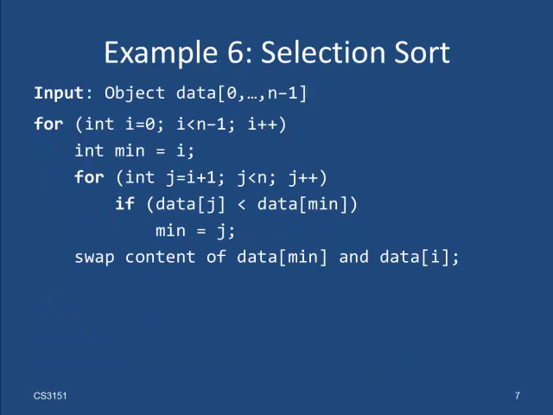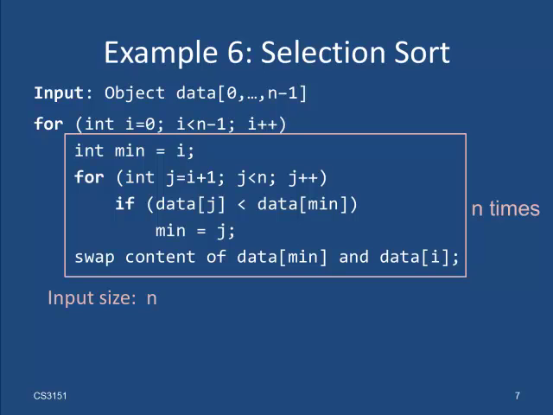Let's go back to selection sort. Here again the input is an array with n elements. The loop body of the outer for loop is executed n times. Each time min is set to i. That is one operation in each iteration of the loop body. Also, the last operation is performed once in each iteration of the loop body.